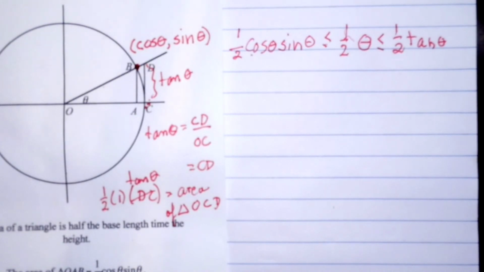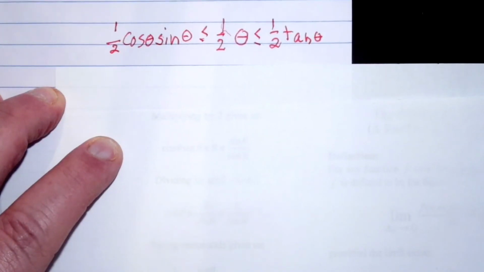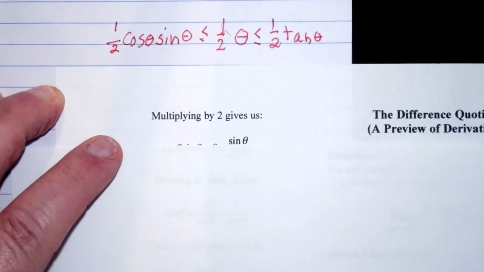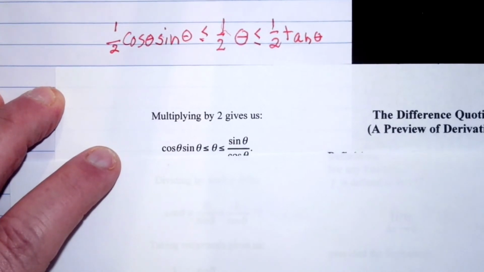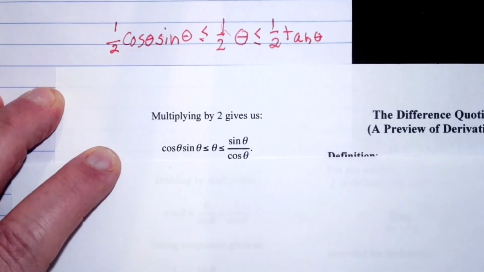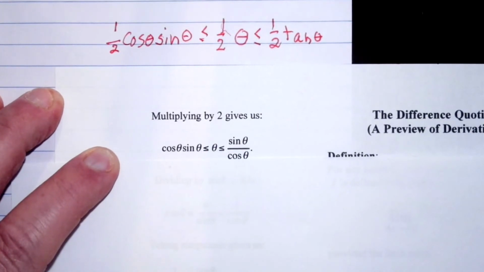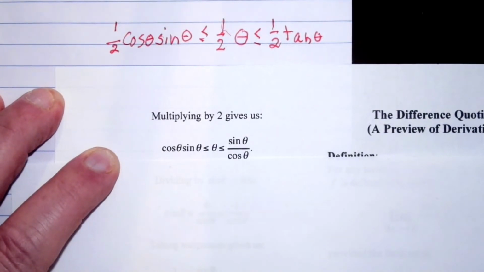Let's now see how we can manipulate this inequality to arrive at another inequality which is useful to us. So starting with this inequality, we multiply each part of the inequality by 2, and that gives us the cosine of theta times the sine of theta is less than or equal to theta, which is less than or equal to the tangent of theta, which I've rewritten here as sine theta over cosine theta.